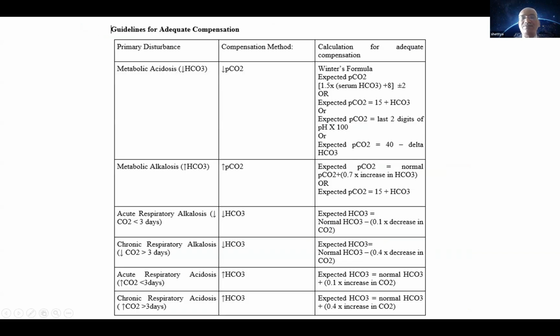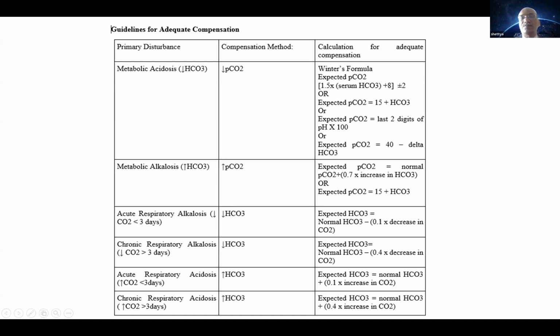This is a busy slide. I'll try to make it simple. In metabolic acidosis, bicarbonate goes down, and that makes the person breathe hard to compensate. And to calculate this compensation, there is Winter's formula. Winter's formula is PCO2 equals bicarbonate times 1.5 plus 8, plus or minus 2.